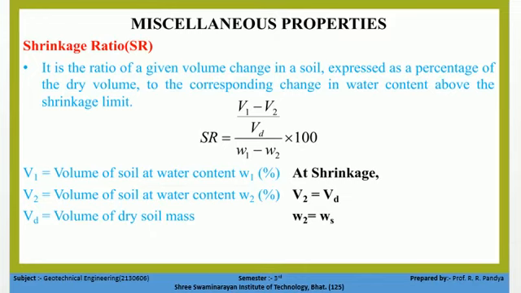Here V1 is denoted for the volume of soil at water content W1. V2 stands for the volume of soil at water content W2, and Vd denotes the volume of dry soil mass. At the shrinkage limit, the volume of soil at water content W2 is equal to the volume of dry soil mass, so that W2 is equal to Ws.